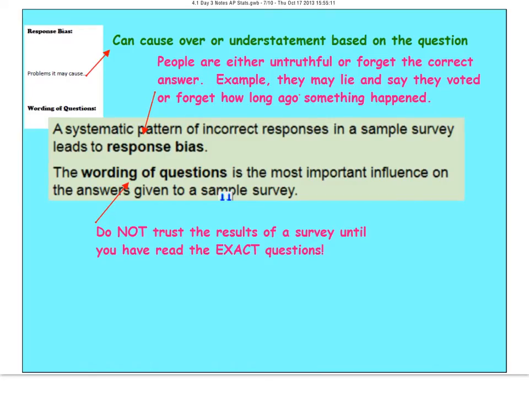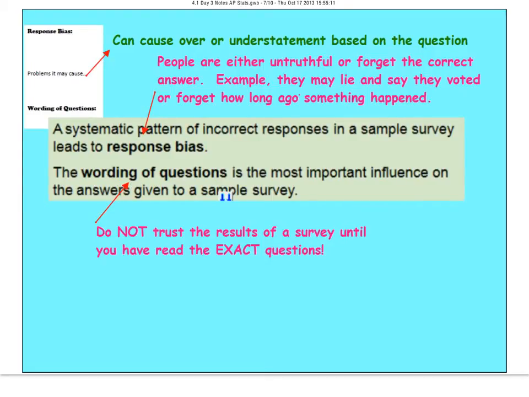Now, there's two other types of bias or sampling error that can happen after the sample's been designed and you're gathering the information. One is response bias and one is the wording of the question. Response bias is where people are either untruthful or forget the correct answer. An example: what if you voted for Donald Trump in the past election and you didn't want people to know? You might lie about that, which isn't the truth. That would be response bias. Again, if there is response bias, you want to talk about what's going to cause the overstating or understating of that. Now, the last one is the wording of a question.